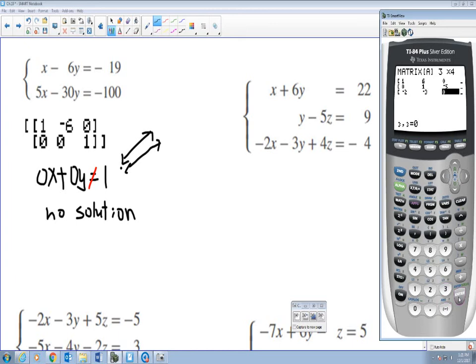Negative 3, 4, negative 4. Okay, let's make sure I got all my numbers. Okay, I think so. Alright, once I key it in, second quick, go back to my matrix. Under math, look for row reduced echelon form. Go back into matrix, select my matrix I just edited, which is my first one.